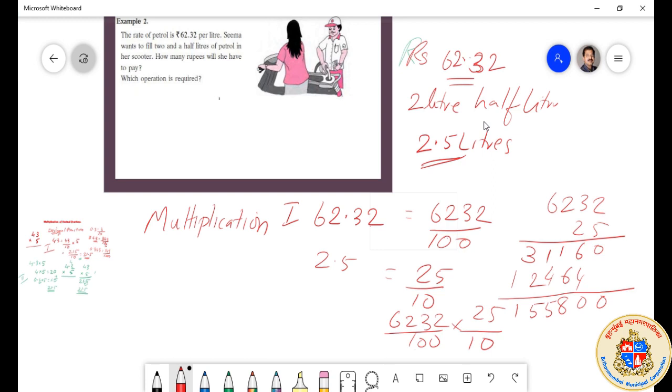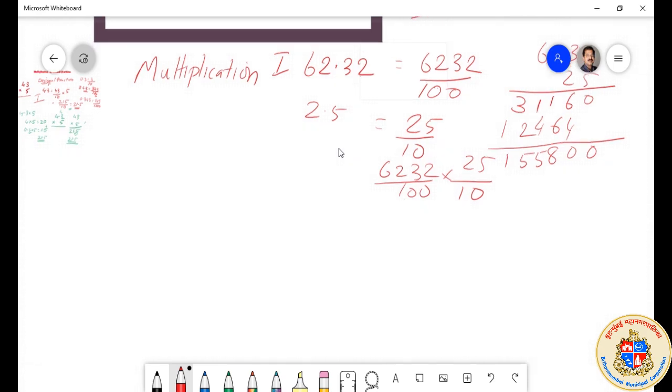Now I have this number below it. That means I have to write the answer in this format. How much? 155,800 upon 1000. Correct. Now 3 zeros are there. So 1 2 3. तो इधर मुझे डेसिमल डाल के 155 रुपीस 80 paise, otherwise 155.80 rupees I have to pay, or Seema has to give to the petrol pump owner.